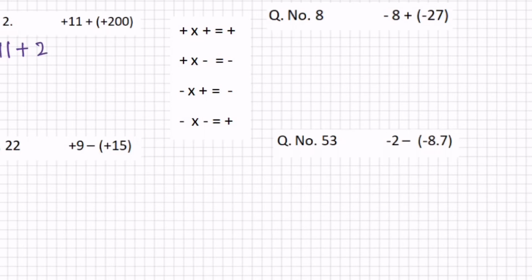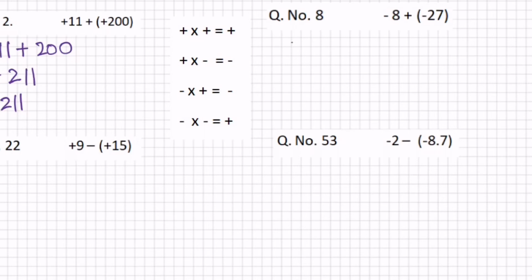Okay, so in 200. Now plus and plus, both signs are the same, so we will put the same sign, plus. So 200 plus 11 is 211. Or simply you can write 211, because we don't write plus, we consider this a plus, so no need to write the plus again. So the answer is 211. So the next question is question number 8 here.